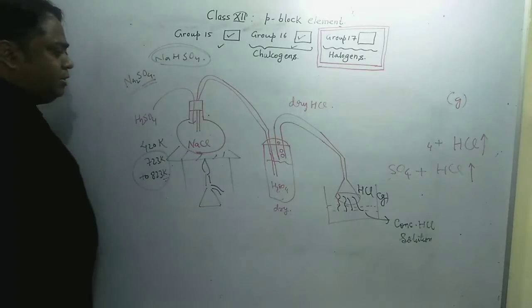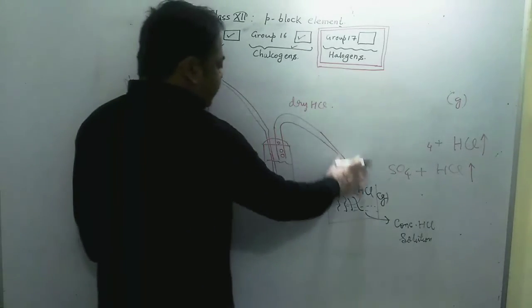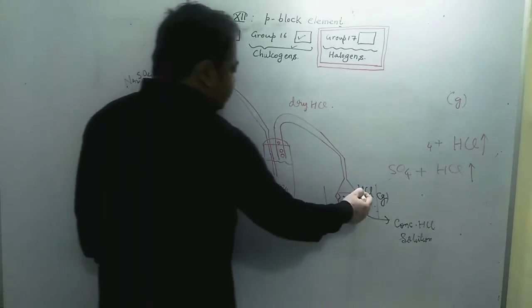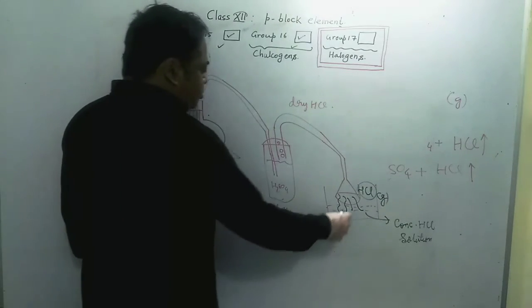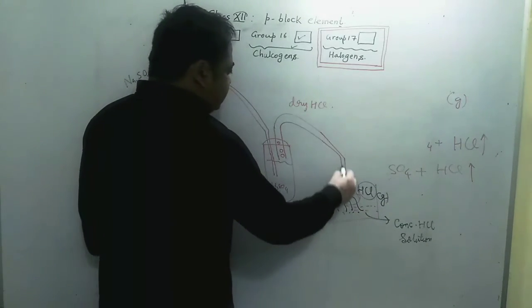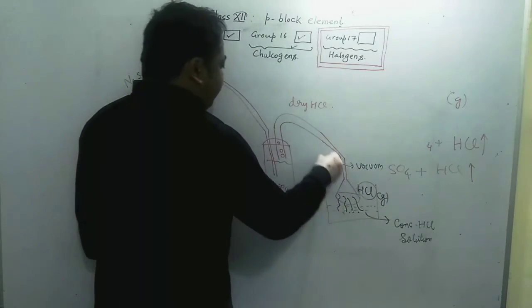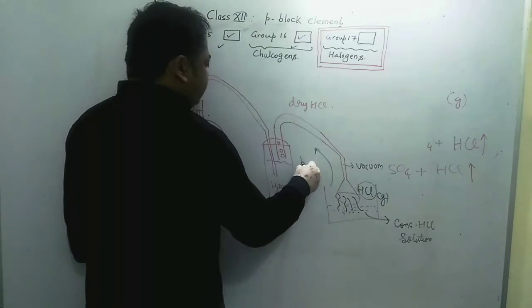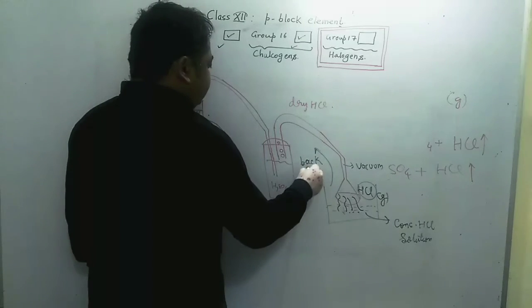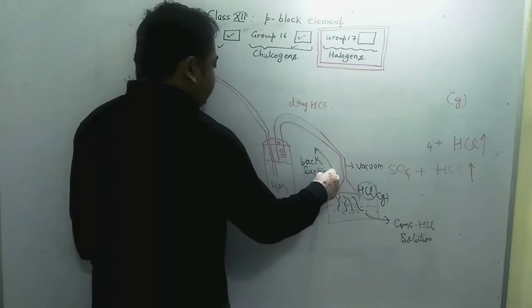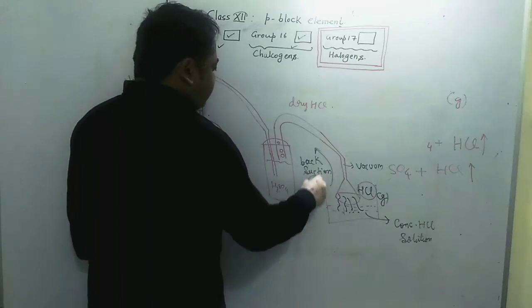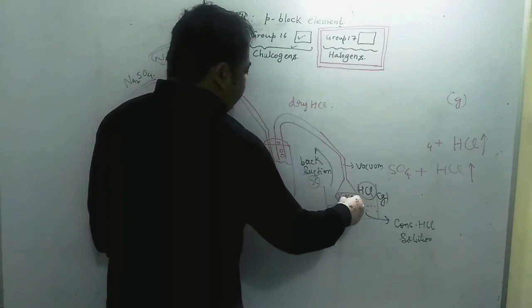Now why is a special arrangement of this funnel made? Special arrangement of this funnel is made because HCl is highly soluble in water. No sooner does it quickly dissolve in water, what happens? A vacuum can be generated here, and back suction of water could be there. Back suction of water. Okay, to prevent the back suction of water, this kind of arrangement is made.